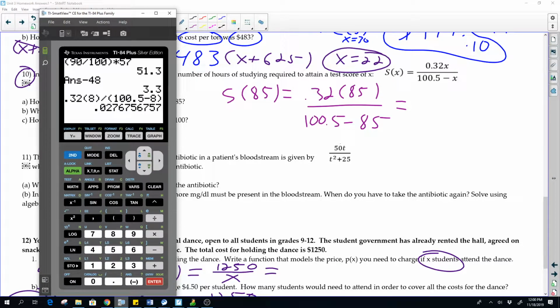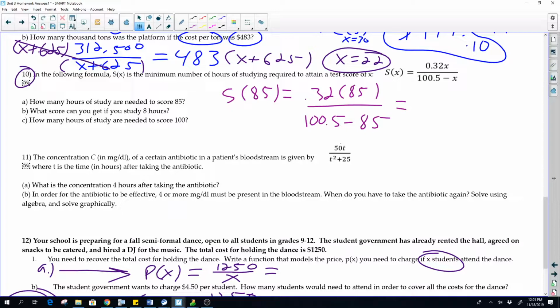Now watch this. If you go back to your calculator, you can type all that in again, or you can push second enter and bring up the last thing you did. Everywhere we see an x, we're plugging in not an 8, but an 85. There we go. And then here's another 8, the 0.32. I'm actually going to second insert. There we go. So 0.32 times parenthesis 85 divided by 100.5 minus 85. So that's going to give us 1.75. This is not making sense.